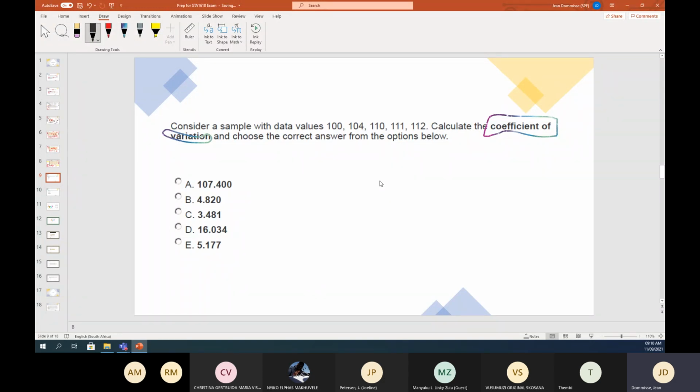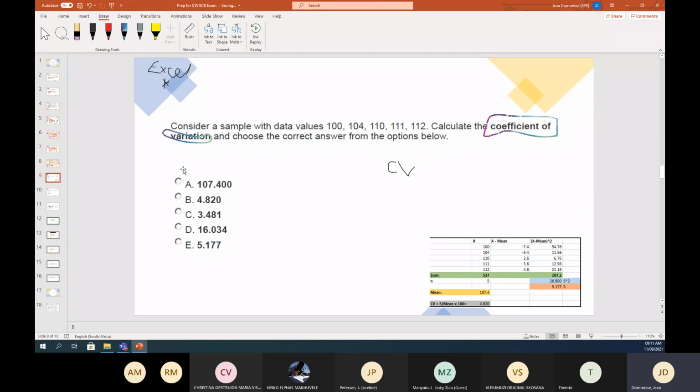Okay, so coefficient of variation. Again, I think I did do this in Excel, but we can do this in Excel as well as a formula. So coefficient of variation. Cool. So let's do that.